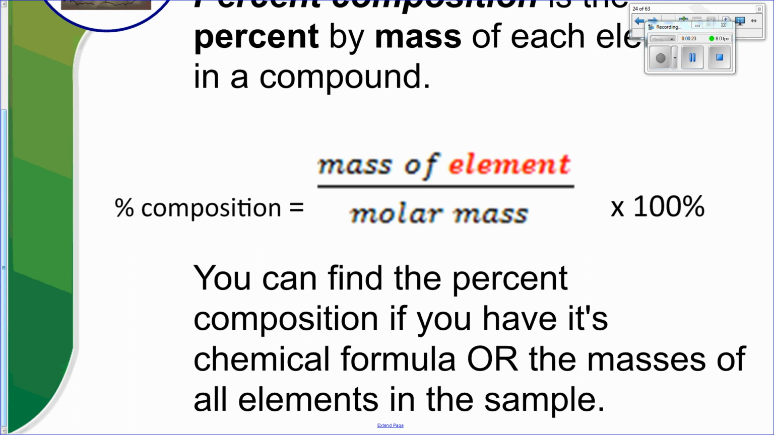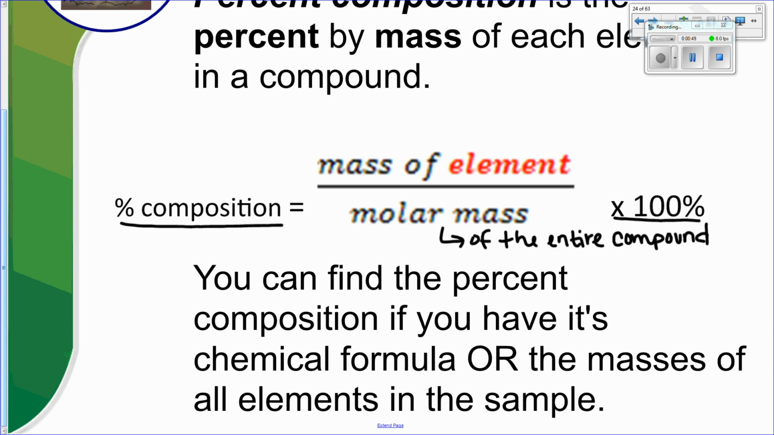So if you want to look at it with a formula, percent composition equals the mass of the element that you're finding the percent composition for over the molar mass of the entire compound. It's really important that you understand that concept. So go ahead and add this to the formula if you've already written it down. It's the mass of the element over the molar mass of the entire compound. And then, of course, to make it a percent, you times by 100. You can find the percent composition if you have either the chemical formula or the masses of all of the elements in a sample.